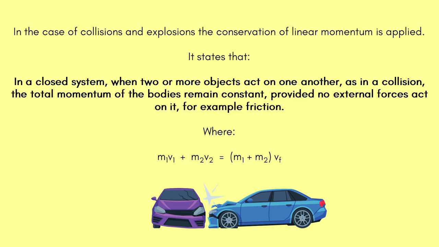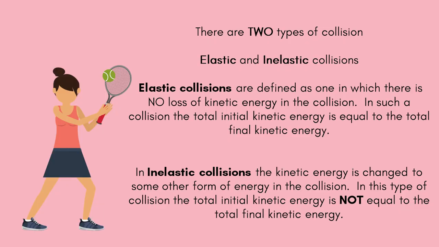There are two types of collision, elastic and inelastic collisions. Elastic collisions are defined as one in which there is no loss of kinetic energy in the collision. In such a collision, the total initial kinetic energy is equal to the total final kinetic energy. In inelastic collisions, the kinetic energy is changed to some other form of energy in the collision. In this type of collision, the total initial kinetic energy is not equal to the total final kinetic energy.